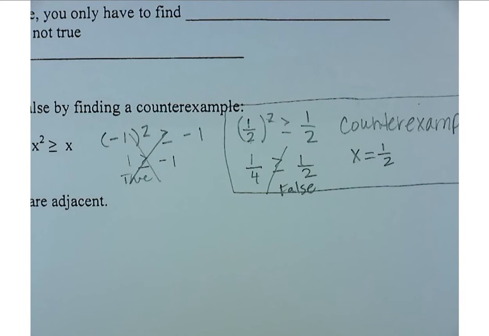Okay, so now we're going to try number 2. It says supplementary angles are adjacent. So you're going to draw a picture. Yeah, I would draw a picture. Can you draw a picture of supplementary angles that are not adjacent? This is true. No, you cannot.